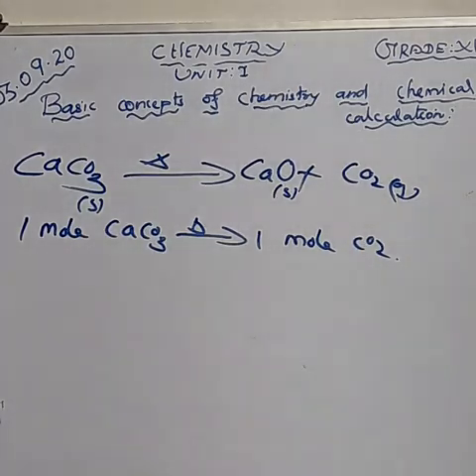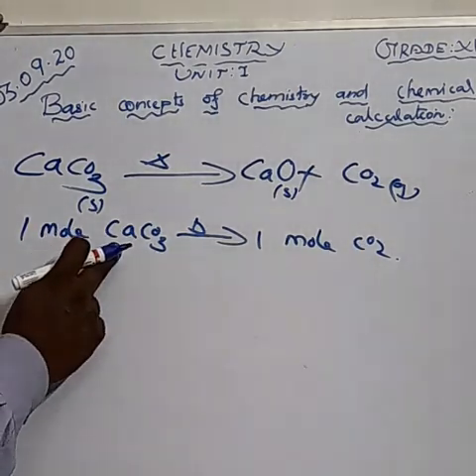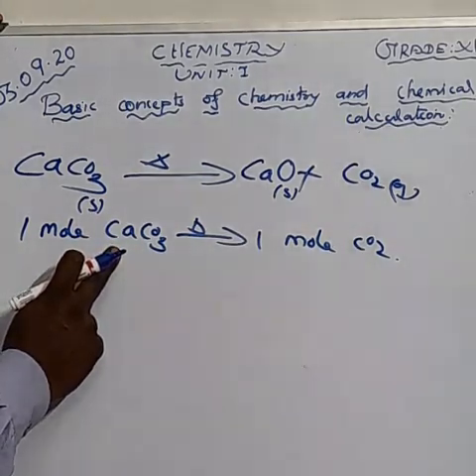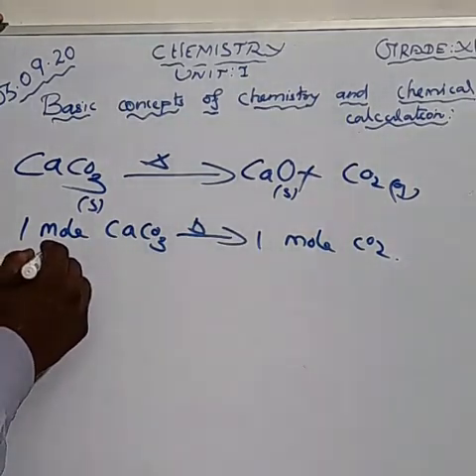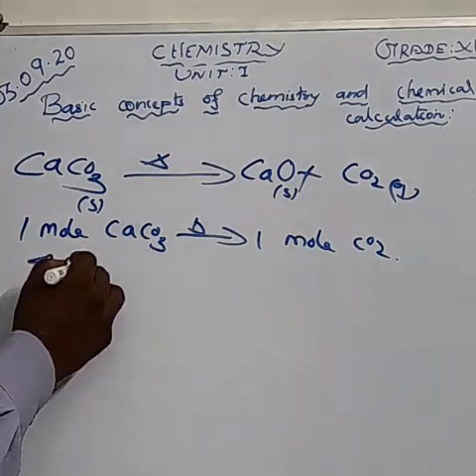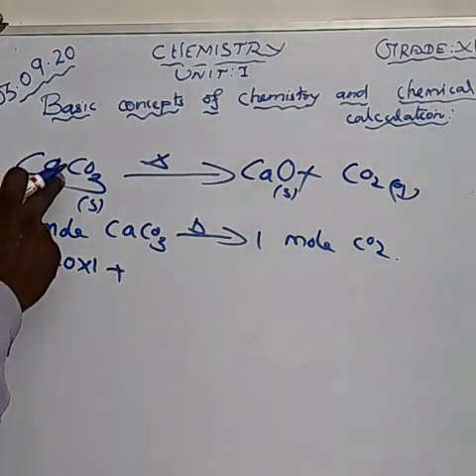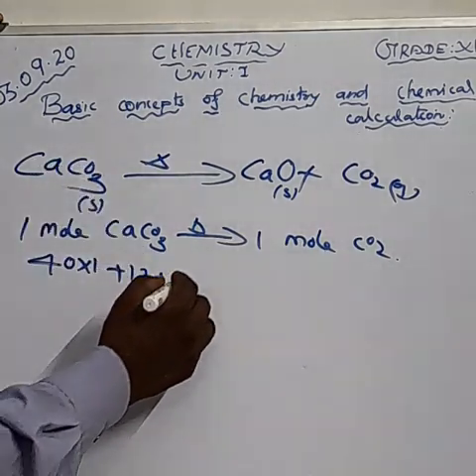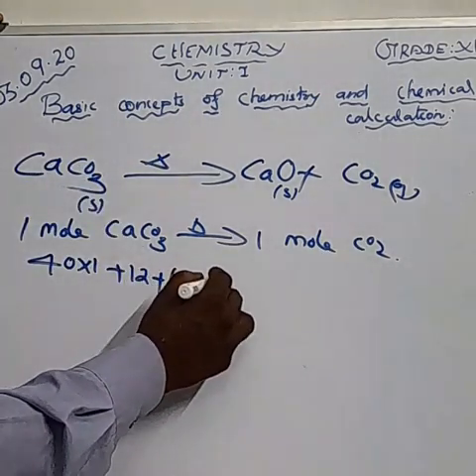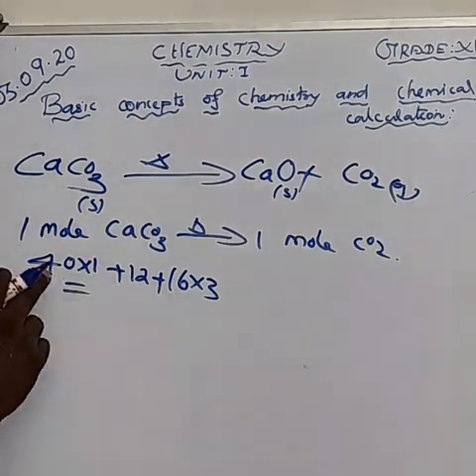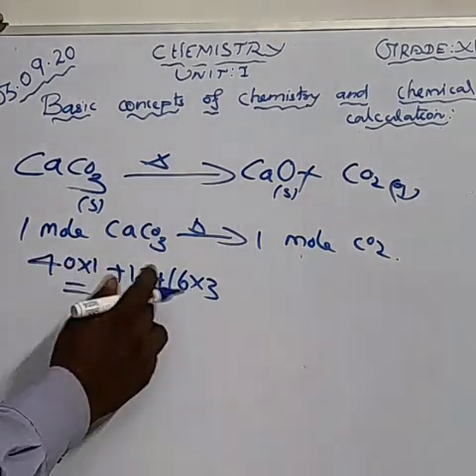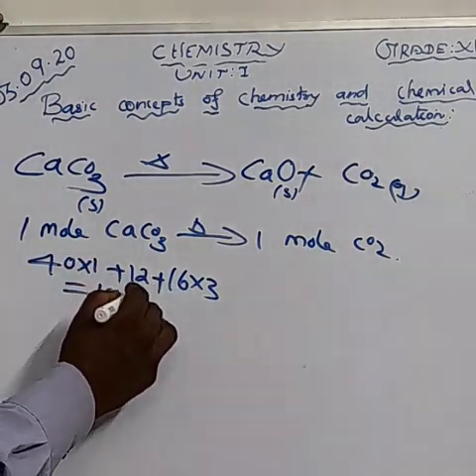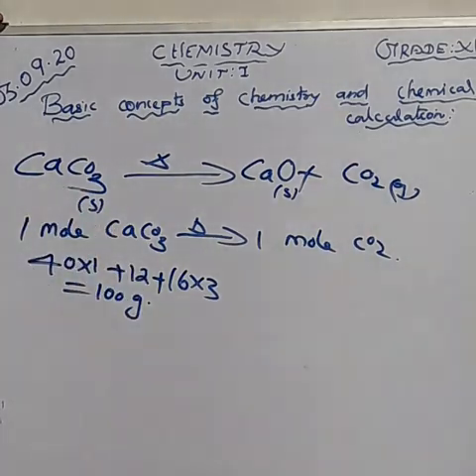Here the atomic number of calcium is 20. The mass number of calcium is approximately 40. So the molar mass of CaCO3 is 40 into 1 plus carbon 12 plus oxygen 16 into 3, which is approximately 100 gram. Okay, what's the answer?